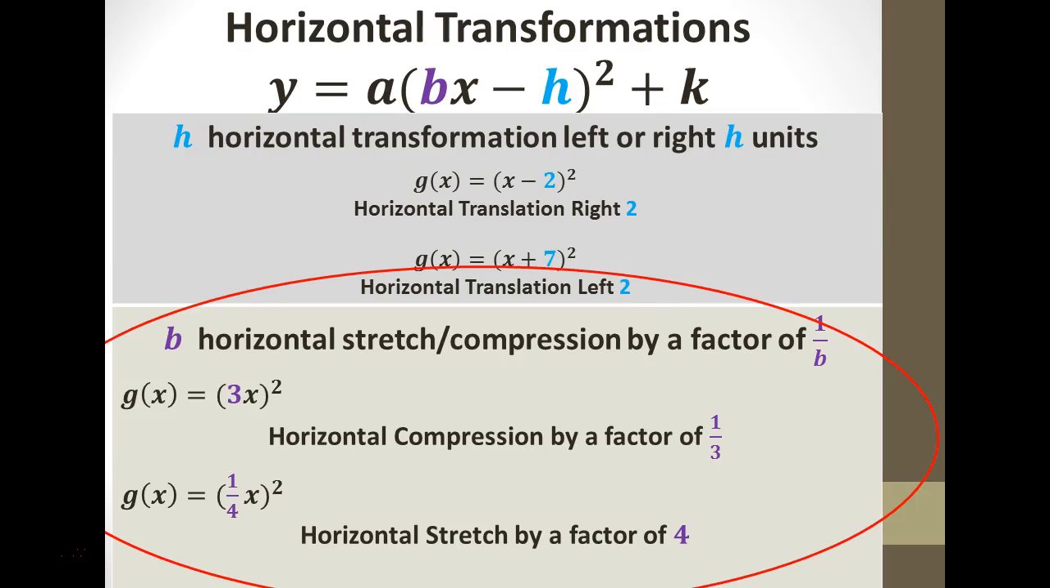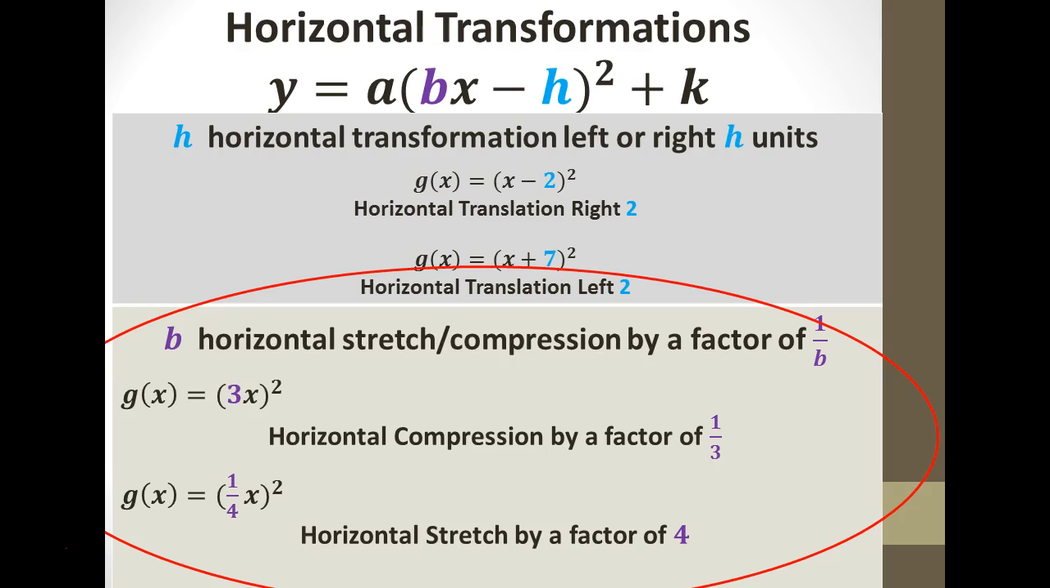Our last horizontal transformation are horizontal stretches and compressions. Now that's driven by a parameter b that I kind of snuck in there. B is not really a part of the vertex form, but when we talk transformations, we do need to discuss b, and so I snuck it in there. B describes horizontal stretches and compressions by a factor of 1 over b. That is not a typo. If b is 7, then you have a factor of 1 over 7. If b is 1 over 9, then you have a factor of 9 for your stretch or compression.